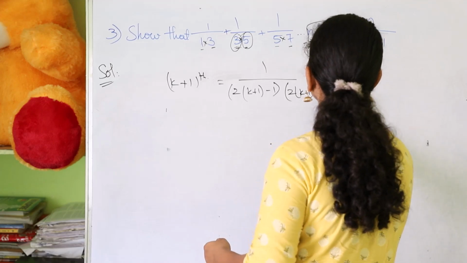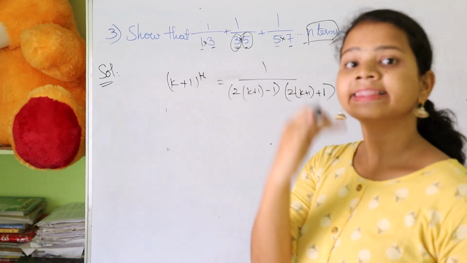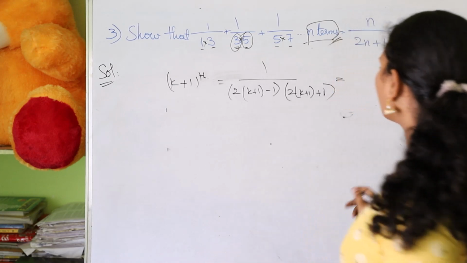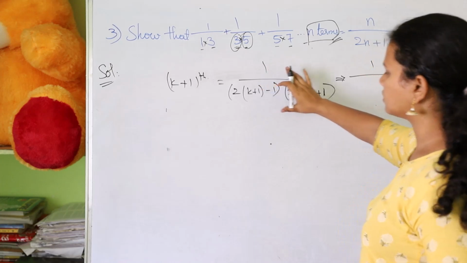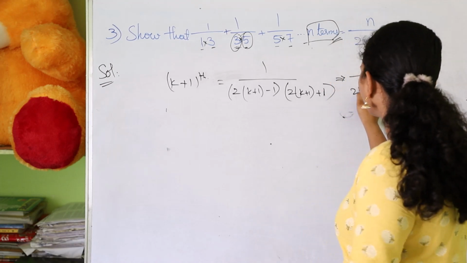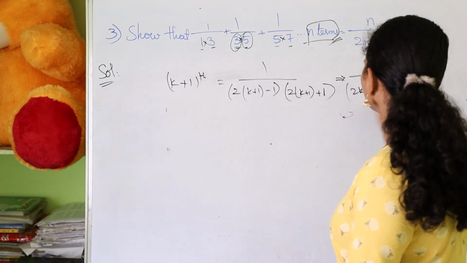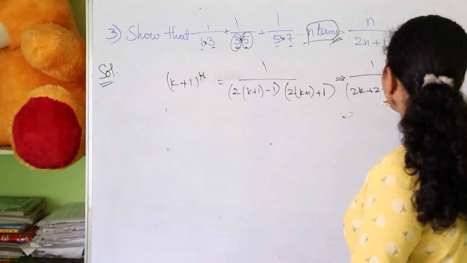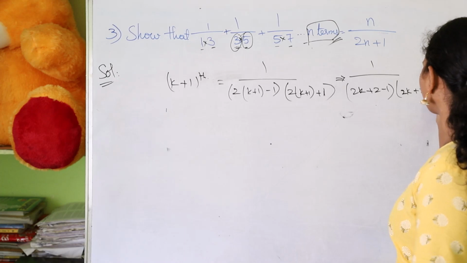So here you've got the nth term. What I have done is I have just substituted k plus 1 in the nth term equation. Now simplify this equation: 1 by 2 into k, that is 2k, and 2 into 1 plus 2 minus 1, that is 2 into k, 2k, 2 into 1 plus 2, and plus 1 as it is here.